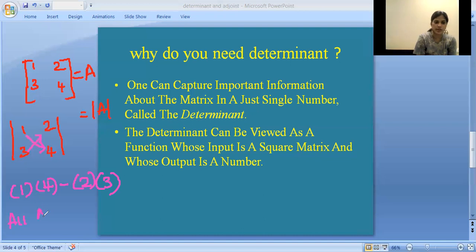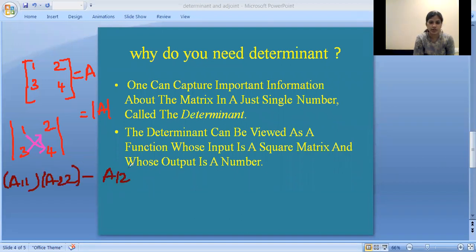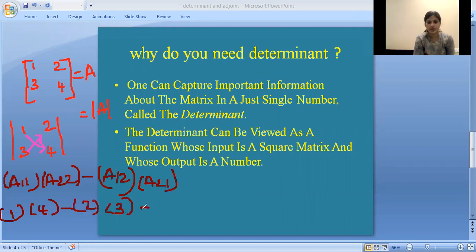That is A11 and A22 minus. Let me write this with a different color. It should be A11 into A22 minus A12 into A21. That is 1 into 4 minus 2 into 3. The final result is going to be 4 minus 6, which is 4 plus of minus 6, equal to negative 2.